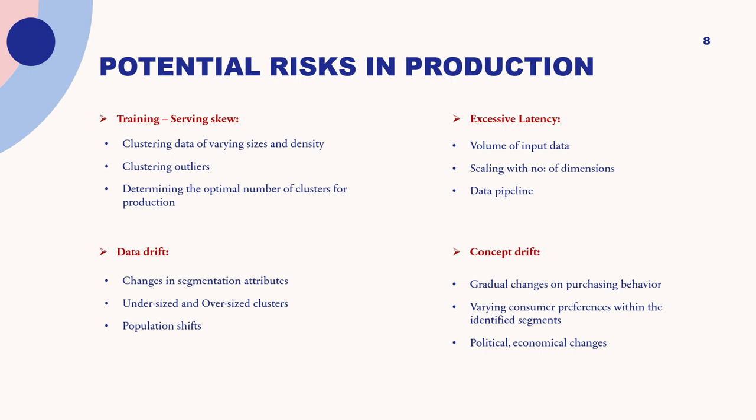Moving to the potential risks which might happen in production, starting with the training and serving skew. There could be differences between the training data as well as the production data. One of the reasons could be clustering data of varying sizes and density. Also, there could be clustering outliers which might appear all of a sudden in production, might affect the training serving part. Also, determining the optimal number of clusters for production is also a challenge, especially as we are going for k-means here. It depends on the volume of data which comes in the production.